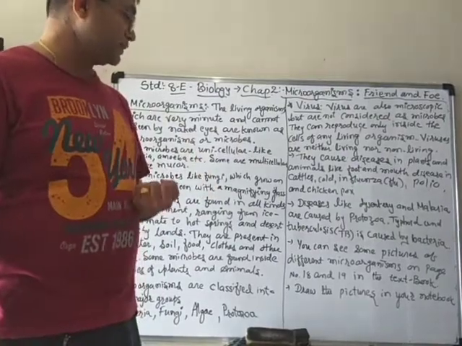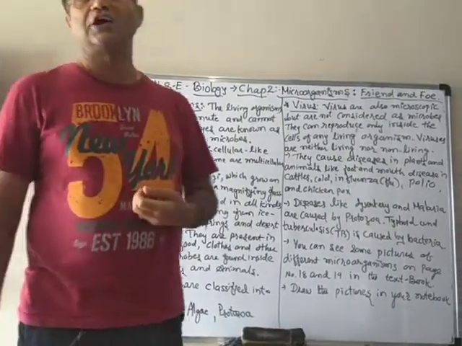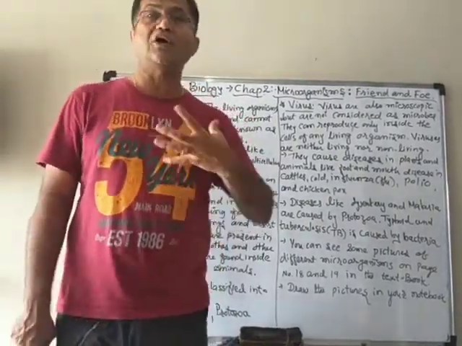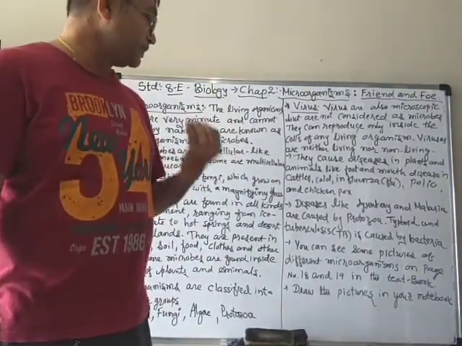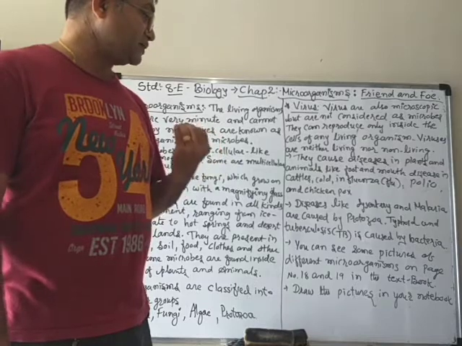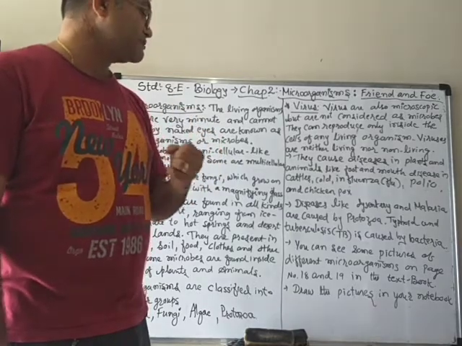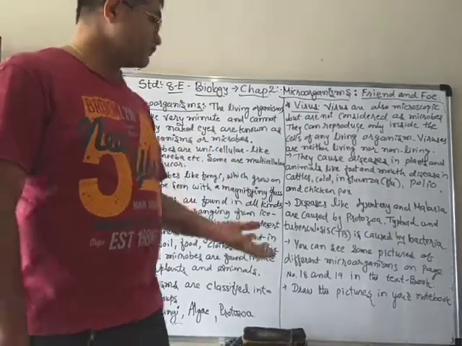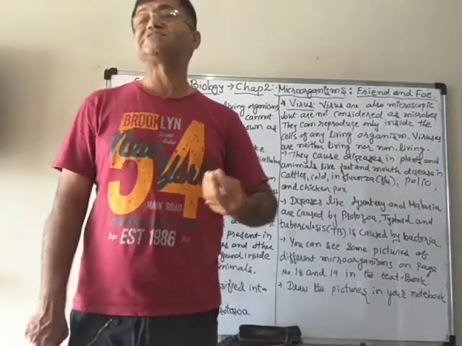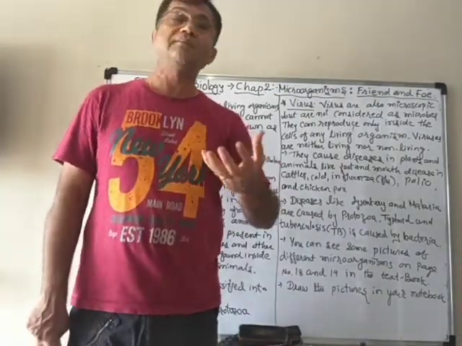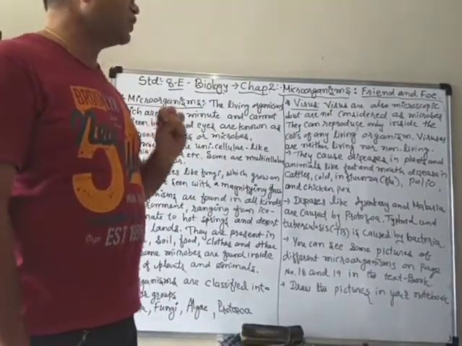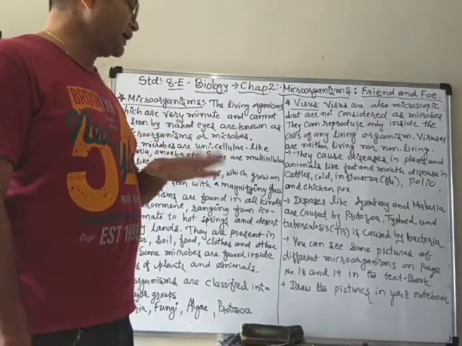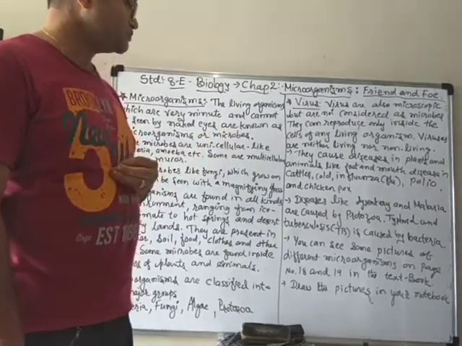Then typhoid and tuberculosis. Tuberculosis means TB. We call it TB in short. So this TB and typhoid are caused by bacteria also. From fungi also, like the skin diseases are caused by fungi. So these microorganisms are all harmful also.